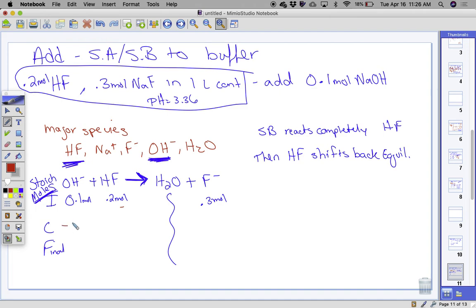So you're going to use all of this. You're still going to use 0.1 of that, and you're going to make 0.1 of this.